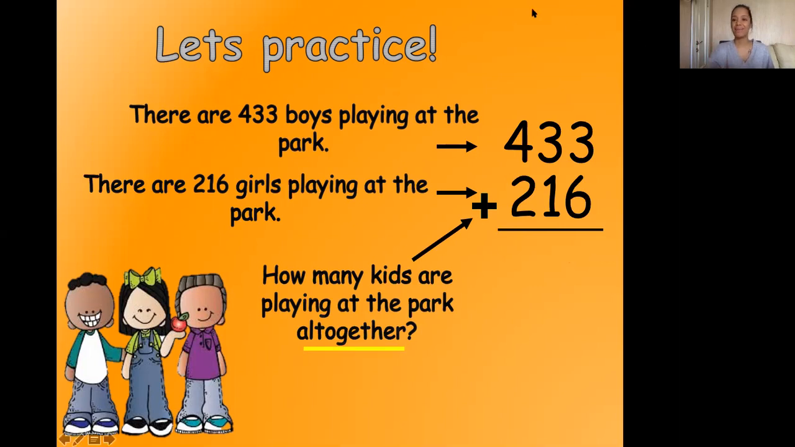If we go ahead, I'm gonna move here, okay? Woo, there goes Miss Catalina. Okay, if we go ahead and do the units, 3 plus 6 equals 9. The tens, 3 plus 1 equals 4. And then we do the hundreds, 4 plus 2 equals 6. All right, well done.